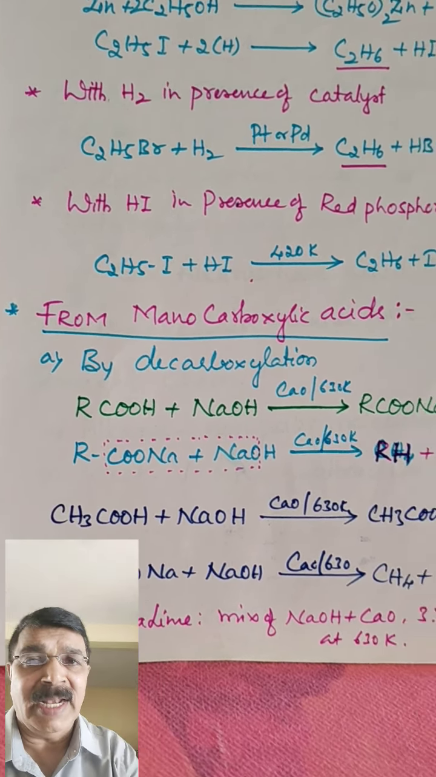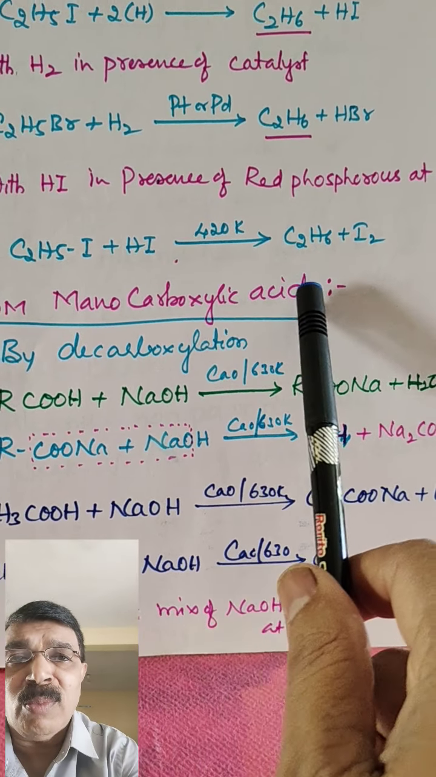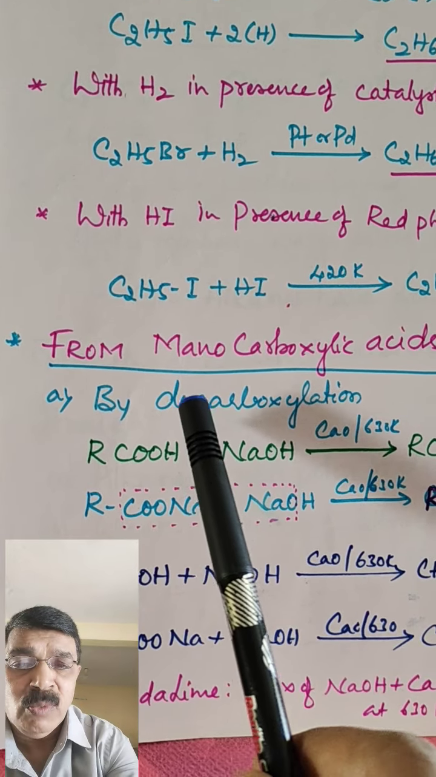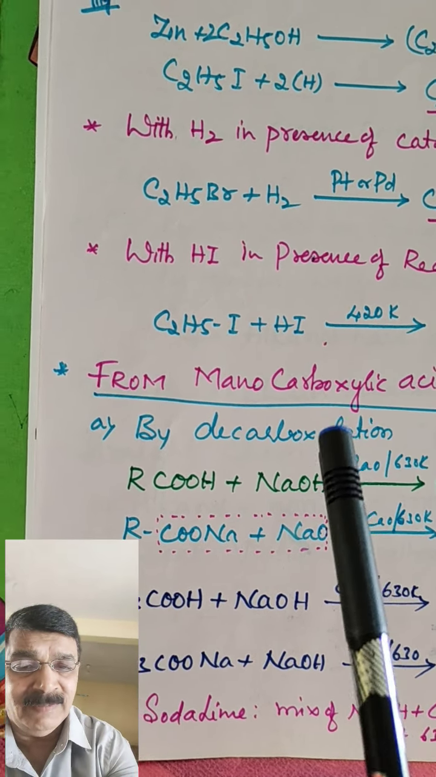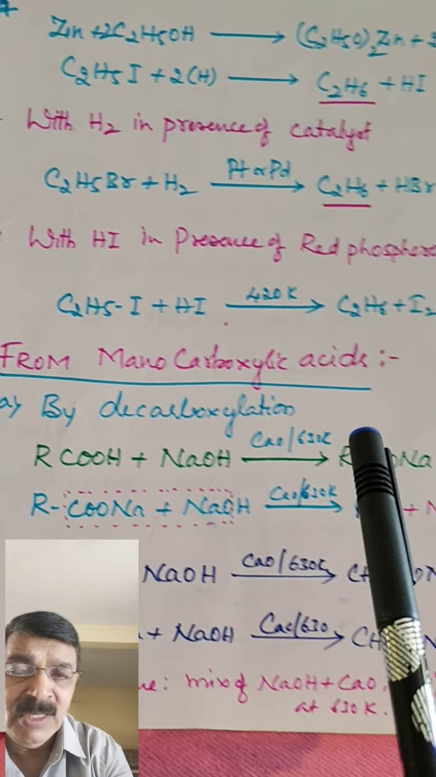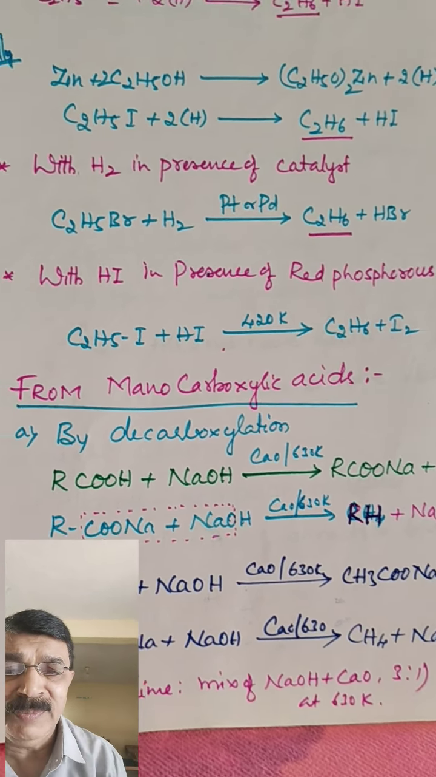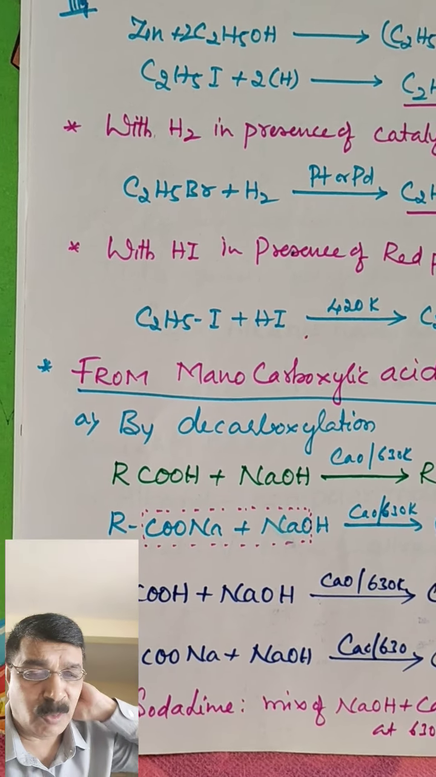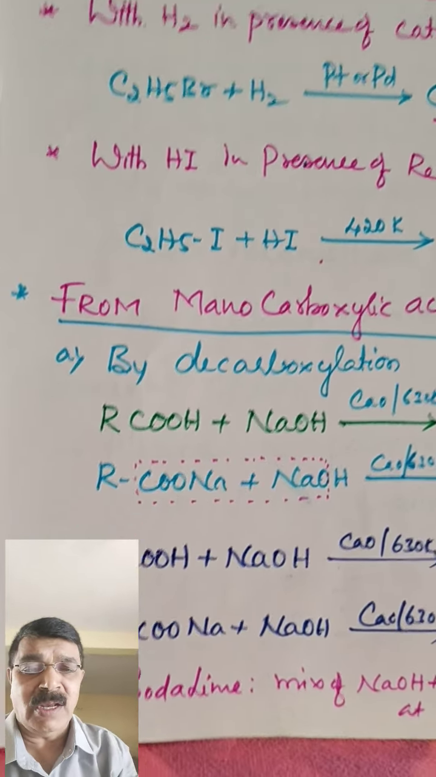Now we are taking monocarboxylic acids by decarboxylation. Observe the term. What is meant by decarboxylation? Decarboxylation means removal of carboxyl. So we are removing the carbon dioxide. That is removing the carbon compound, and that's called decarboxylation.